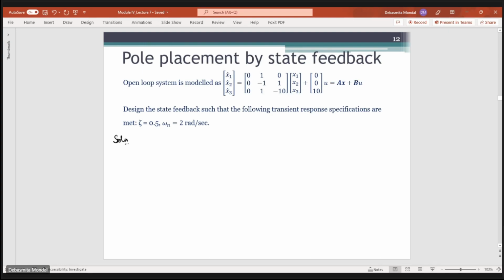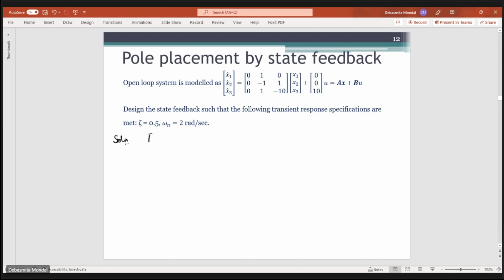Okay, so now what you have to do is design a state feedback in such a way that the transient response specifications, that is zeta equals 0.5 and omega n equals 2 radian per second, are satisfied. The first thing to do while designing a full state feedback is to check whether the system is completely controllable or not.